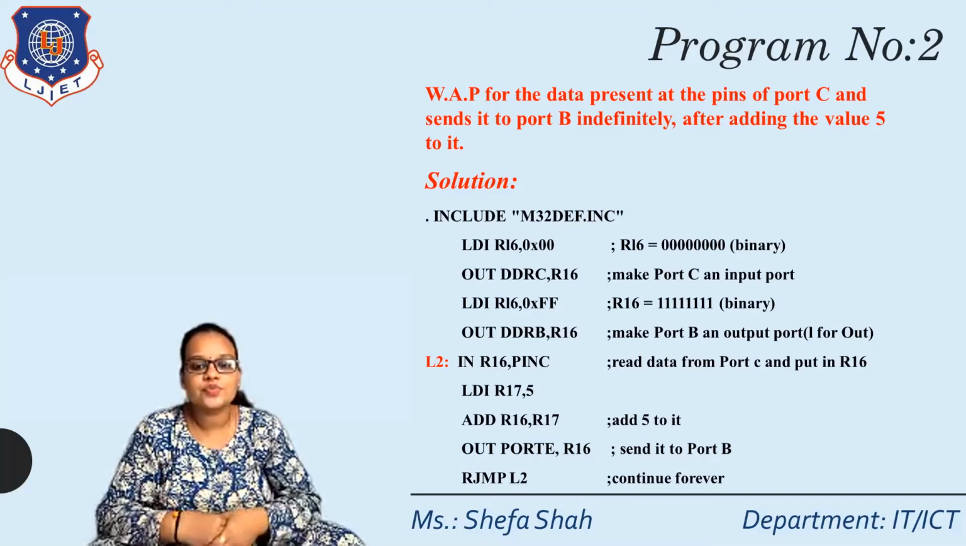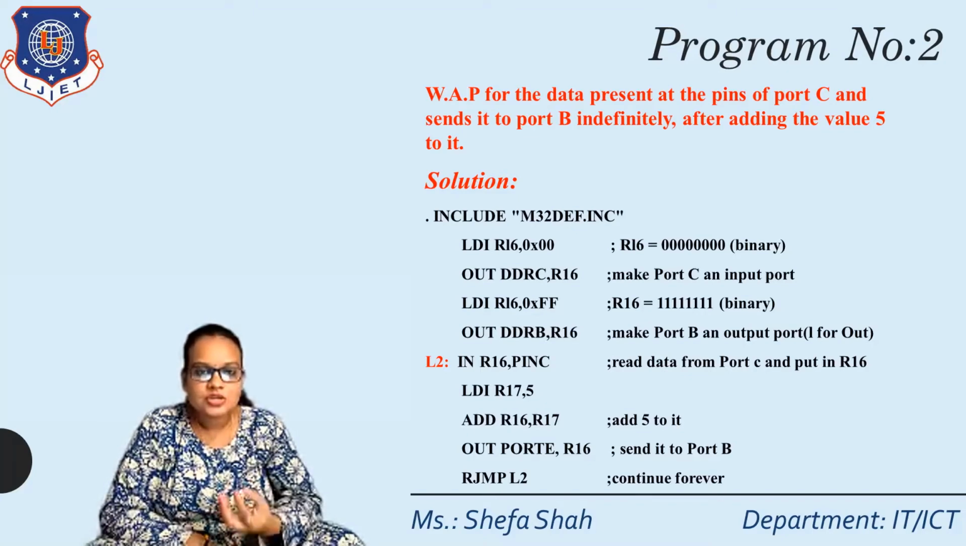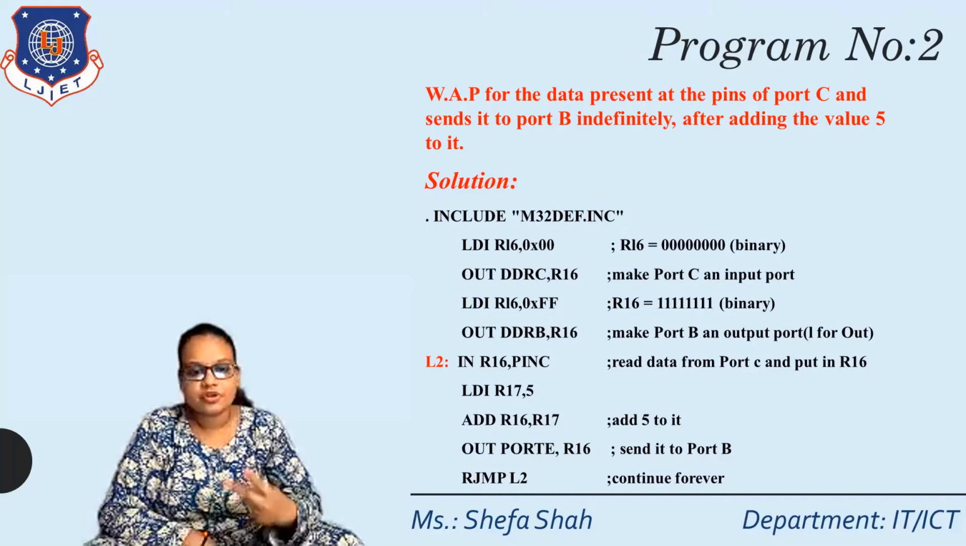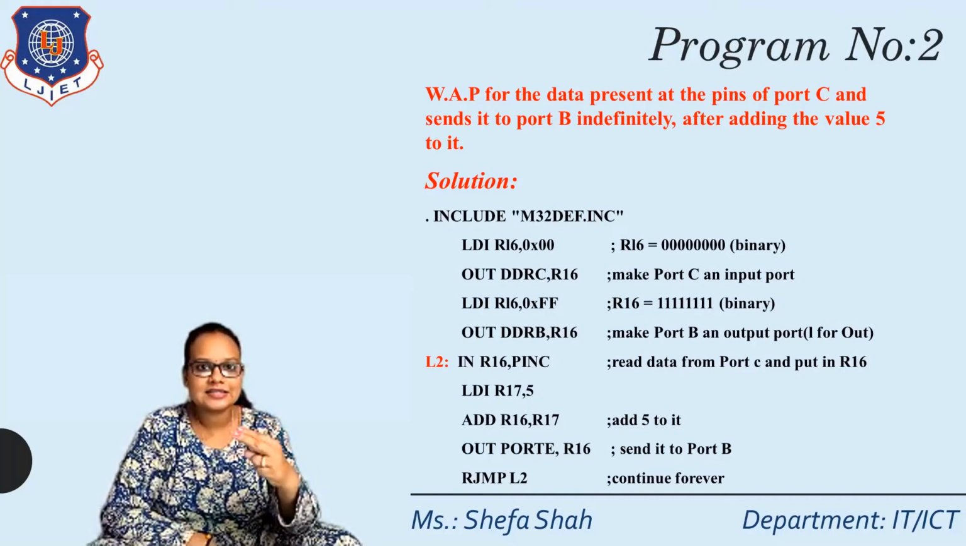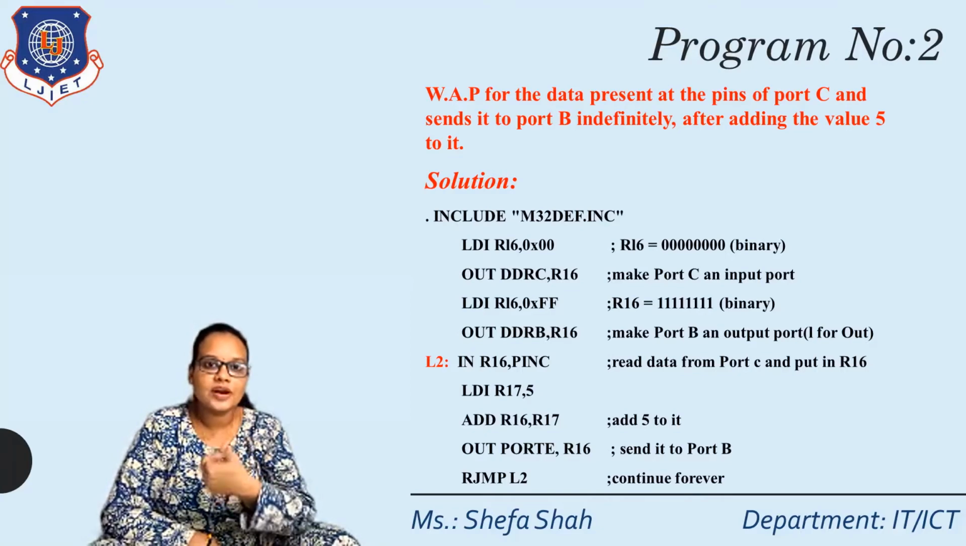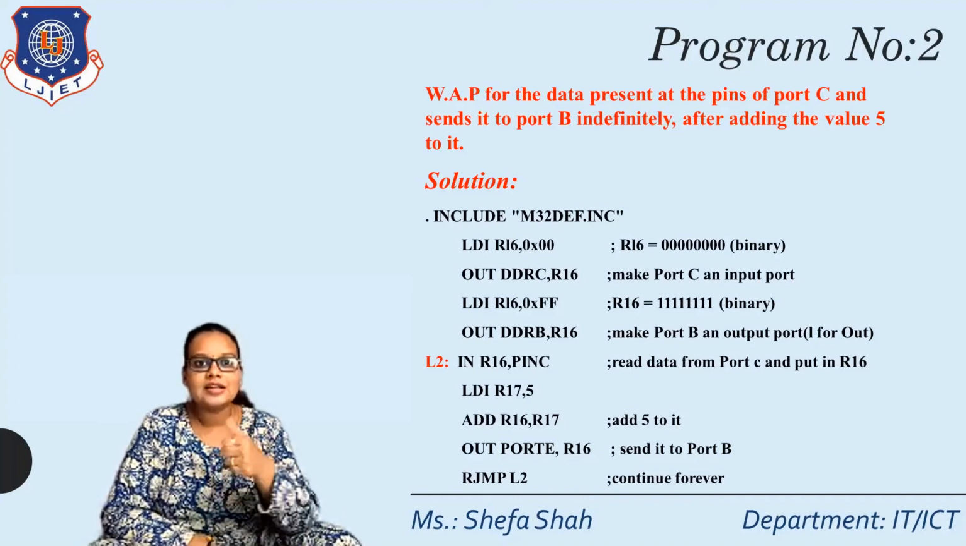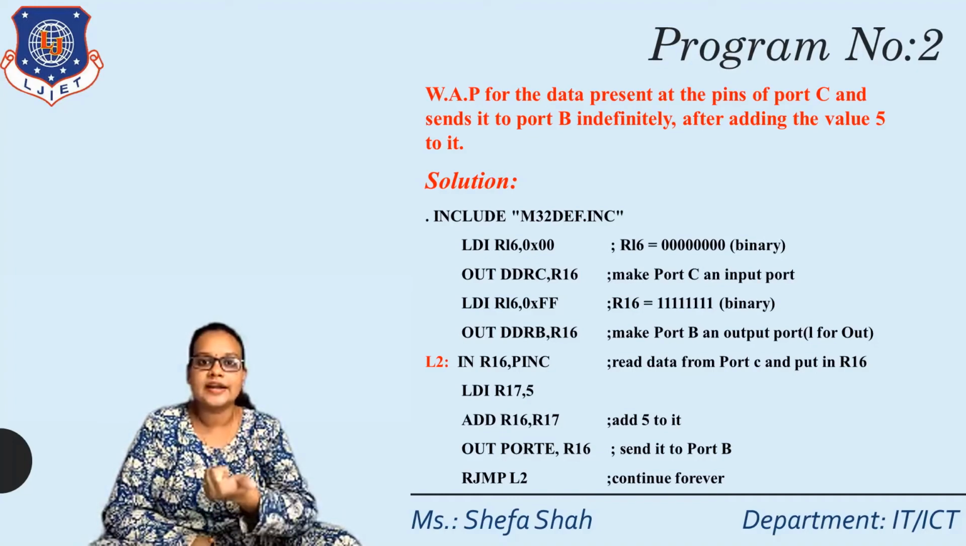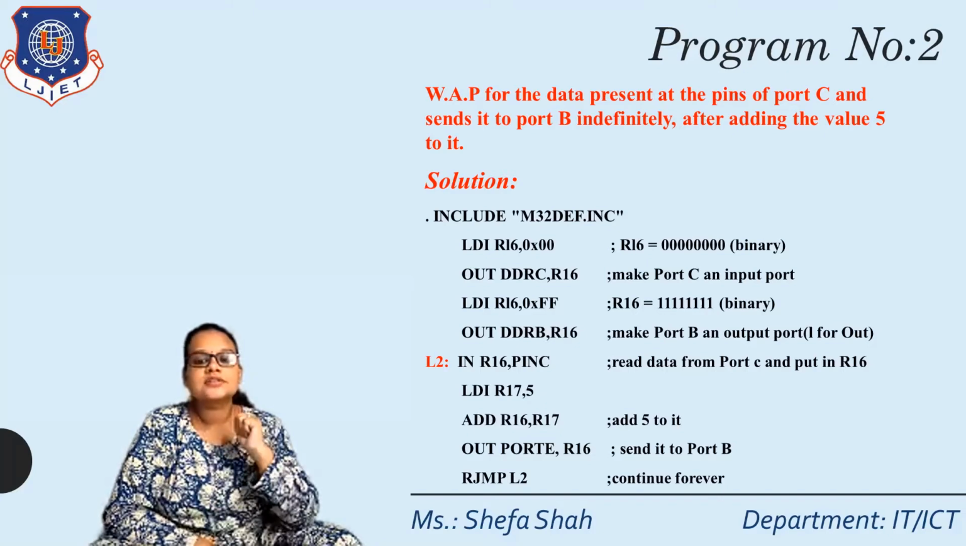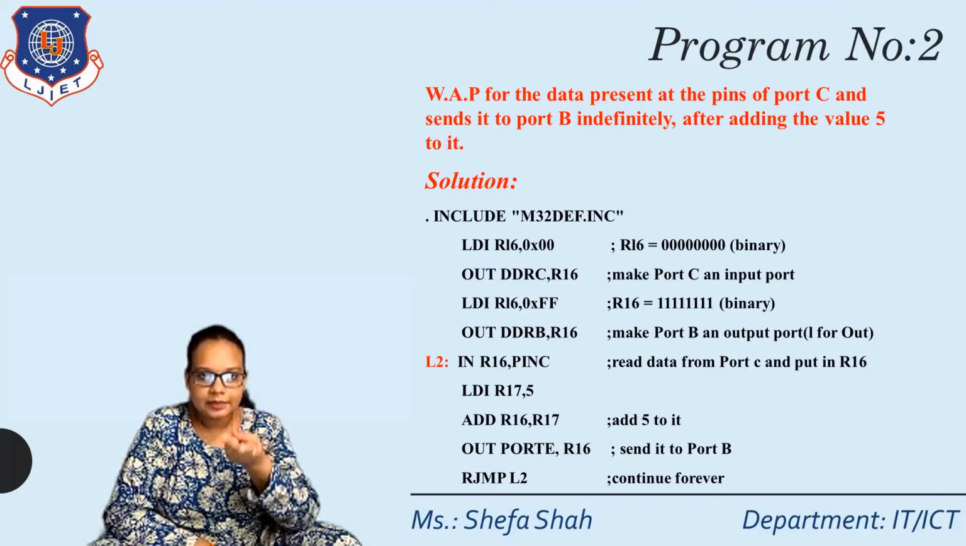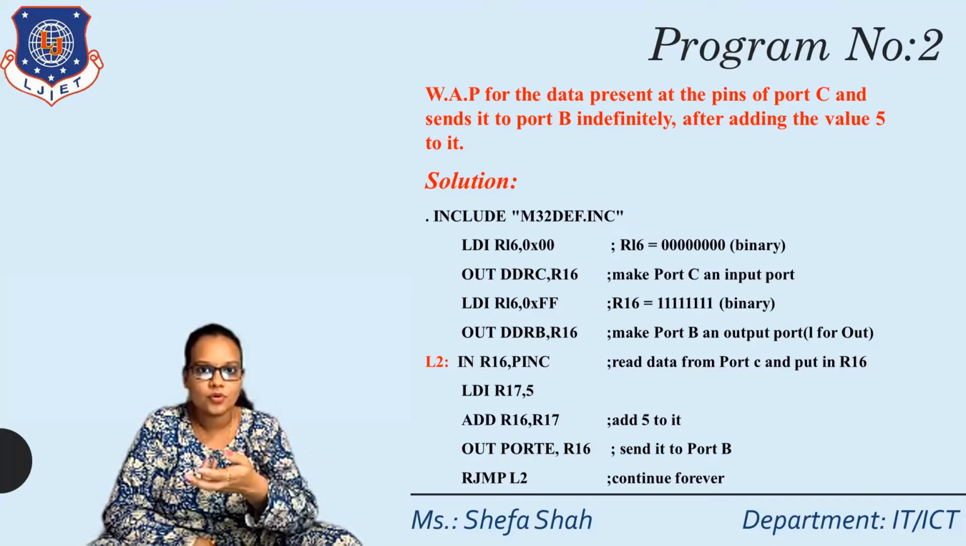Now for the first instruction, we need to declare port C as an input port. So we need to load the DDRC register with 0x00. As you can see, the first two instructions are LDI R16, 0x00 and out DDRC, R16. So 0x00 will be loaded in R16 in the first instruction, and the R16 data, that is 0x00, will be loaded in DDRC. Then second, we need to implement port B as an output port. So we will again take the data in R16, 0xFF, that means all bits are 1, and then the R16 data will be sent to DDRB.